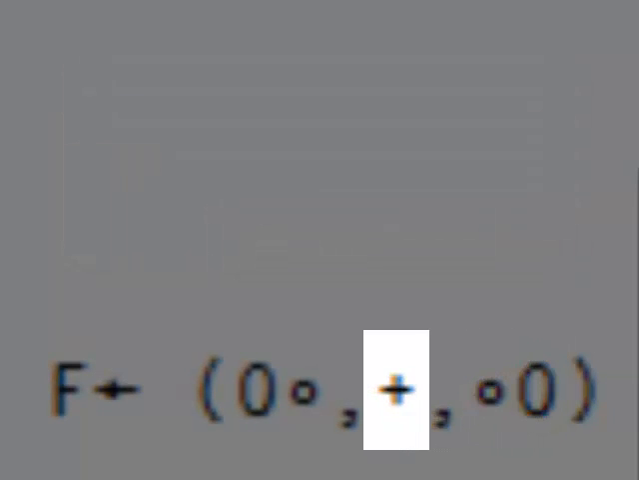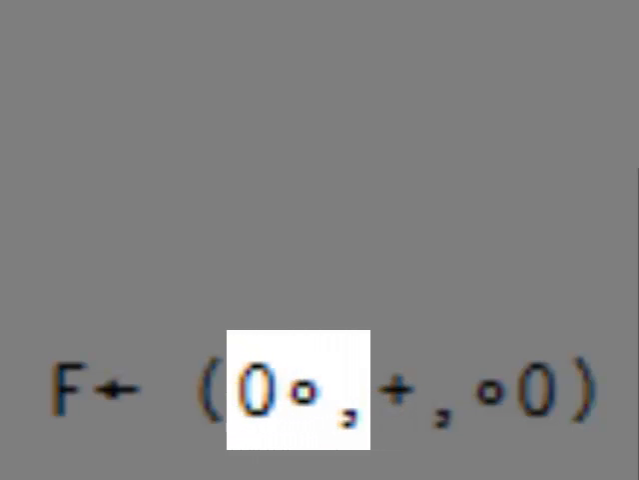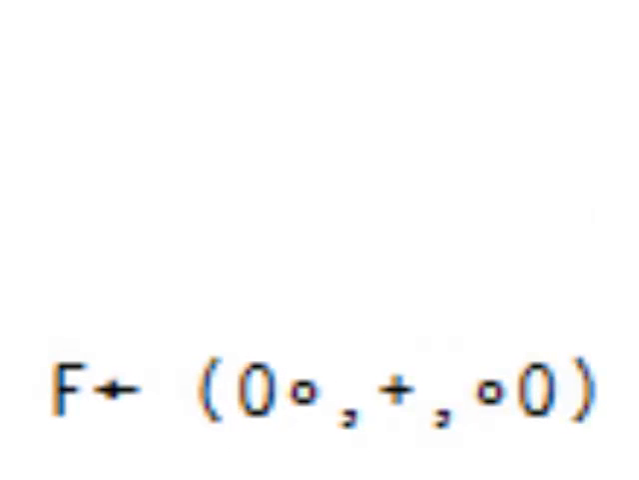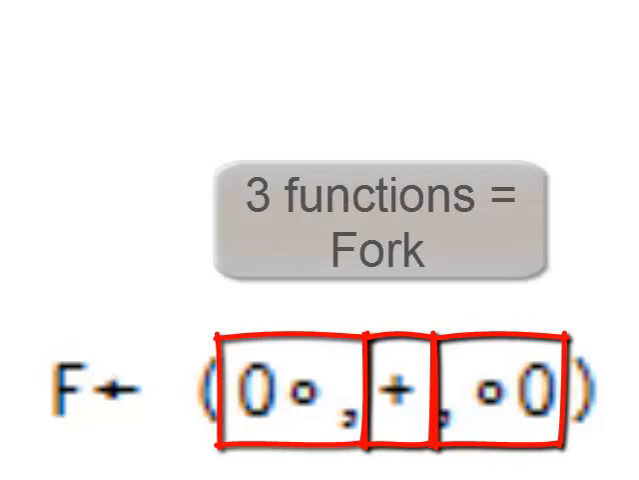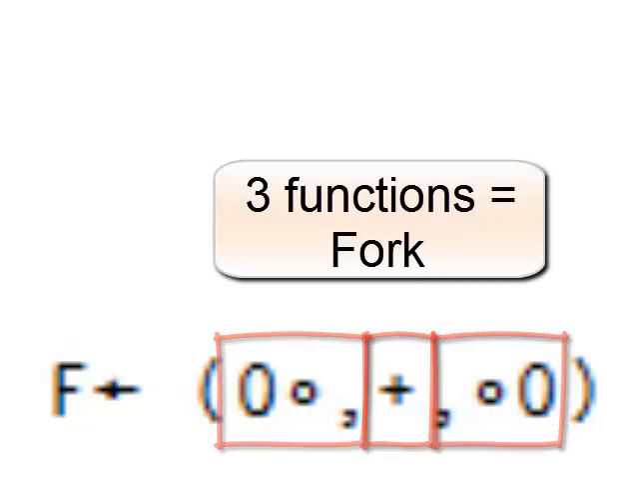It is preceded by another function not bound to anything, plus. Plus is preceded by another function made of 0, bound to catenate via the compose operator again. It is a function that concatenates 0 before its argument. The function F is a three-function train. In this case, it is a fork.